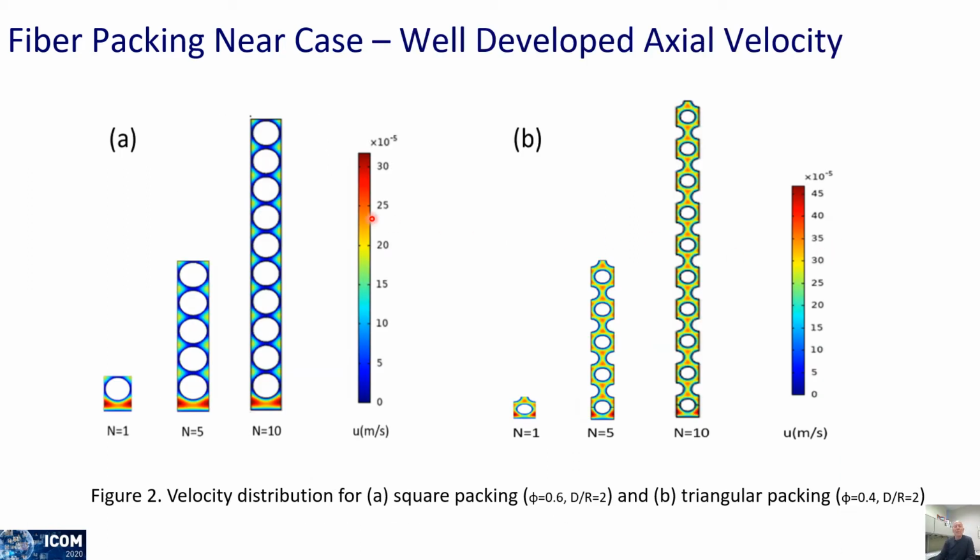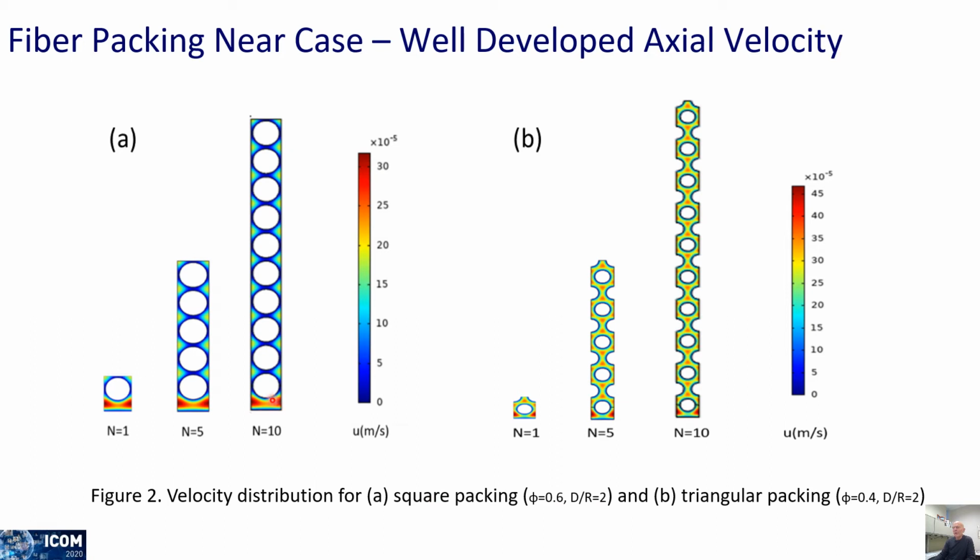Here are the predictions of the velocity field. This is once again the well-developed axial velocity field for, on the left over here, a square packing, and on the right, a triangular packing, in which we varied the fiber packing fraction between the two, as well as the ratio of the distance of the first fiber to the wall relative to the fiber radius.